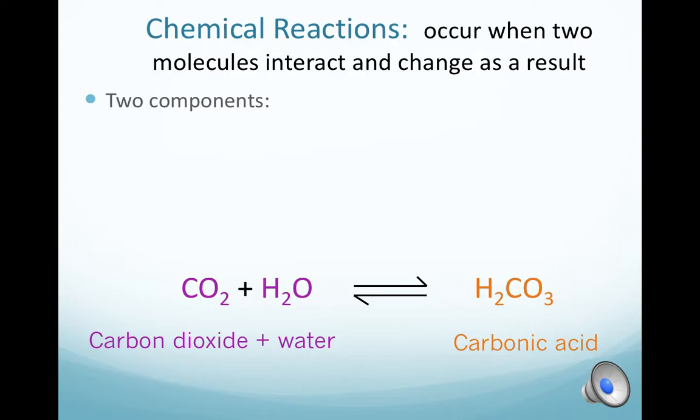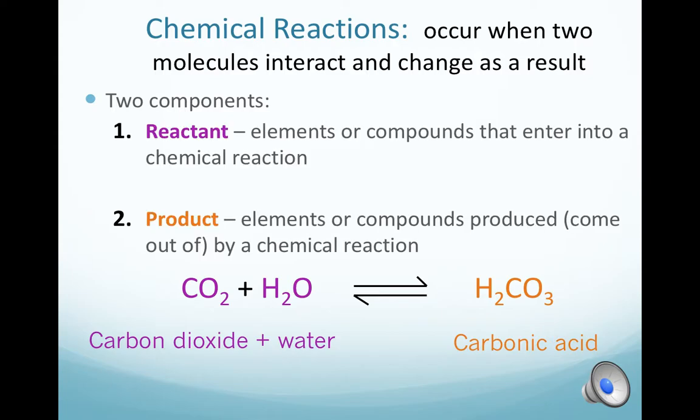Before we can start talking about enzymes, we need to talk about chemical reactions. Chemical reactions occur when two molecules interact and then change as a result. There's two components to a chemical reaction. First, we have our reactants, which are elements or compounds that enter into the chemical reaction. In this example, we have carbon dioxide and water. Those are our reactants. Carbon dioxide and water are going to enter this reaction, and they're going to form a product. The product in this case is carbonic acid. When CO2 and H2O react, they form the product carbonic acid.